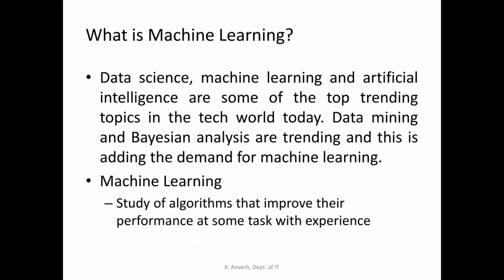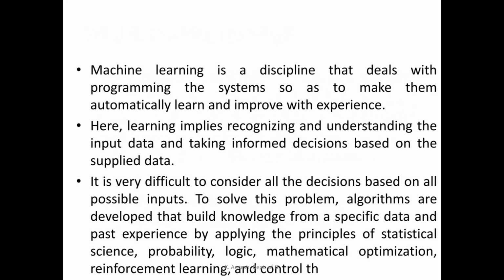What is machine learning? Data science, machine learning, and artificial intelligence are some of the top trending topics in the tech world today. Data mining and Bayesian analysis are trending, and this is adding to the demand for machine learning. Machine learning is the study of algorithms that improve their performance at some task with experience. Machine learning is a discipline that deals with programming systems so as to make them automatically learn and improve with experience. Here, learning implies recognizing and understanding the input data and taking informed decisions based on the supplied data.